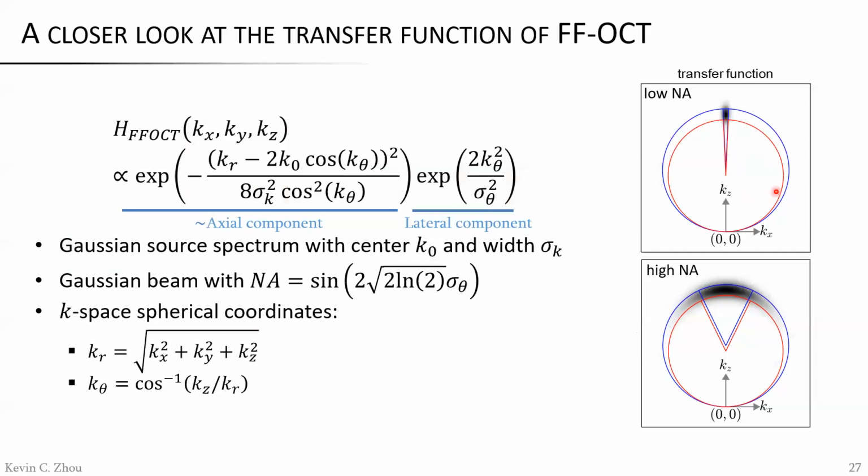So this transfer function is the product of two factors. As you can see here, one is roughly the axial component, and the other is the lateral component. And you only have separability between the axial and lateral resolution in the low NA limit, because note that this factor also has a theta dependence. So in the low NA limit, this transfer function looks like the product of two orthogonal Gaussians, but in the high NA case, that is no longer the case.